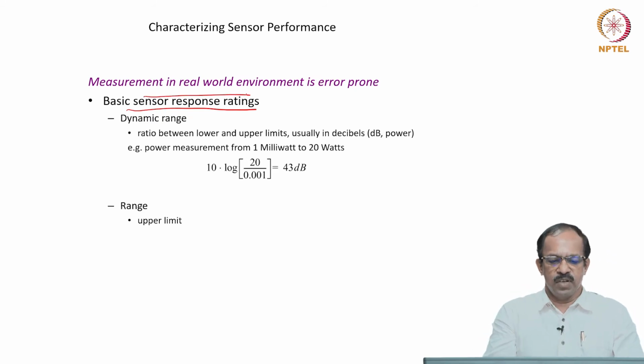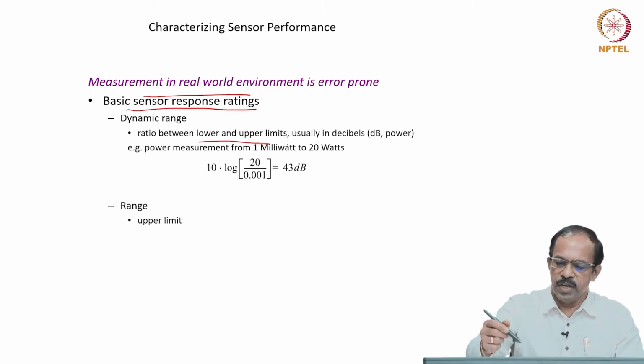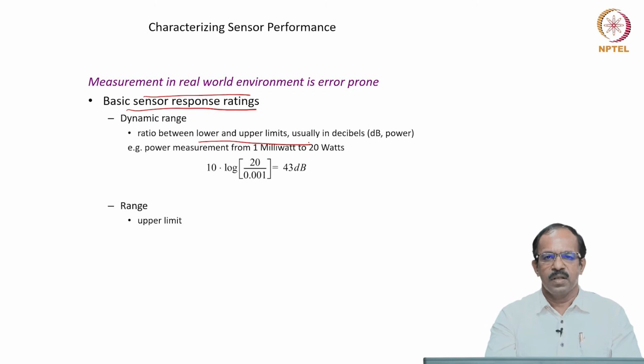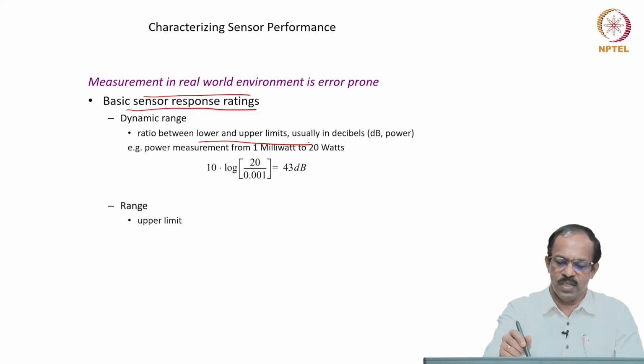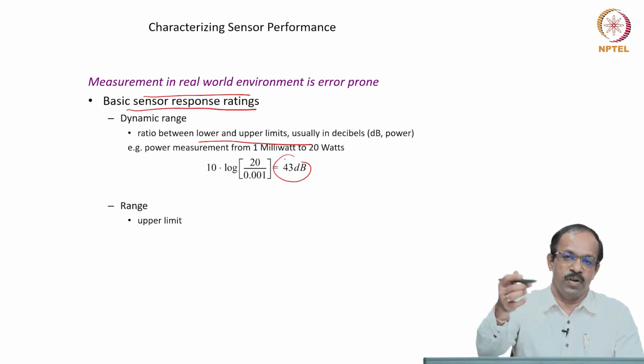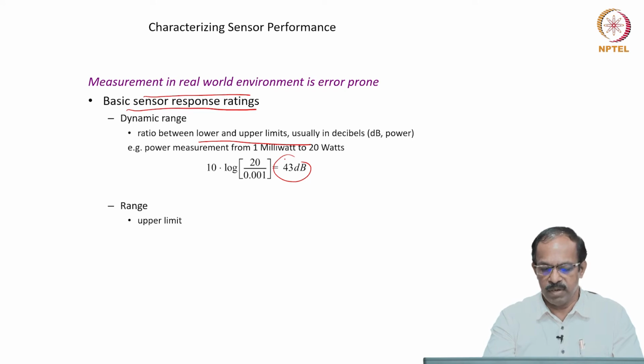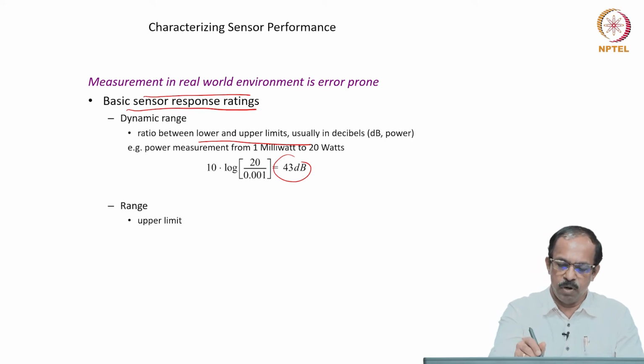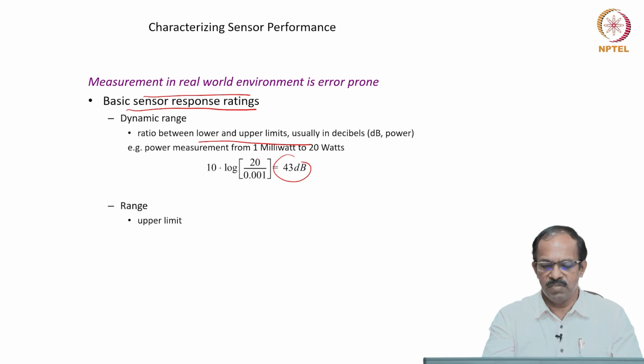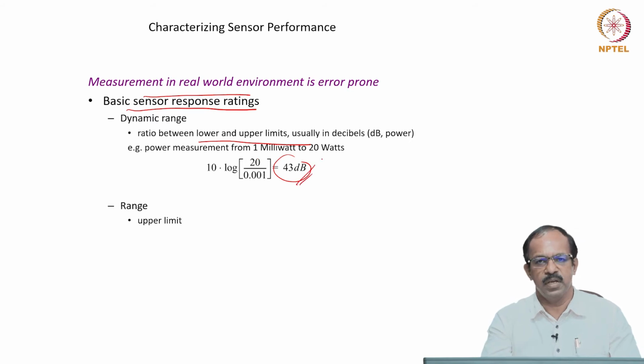The sensor response, one parameter is the dynamic range. So the dynamic range is the ratio between the lower and upper limits, usually in decibels. So that is basically known as the dynamic range of a sensor. So what is the range that the sensor can measure? So that is the range of values between which it can measure. So you can see it is between 0.001 to 20 can be measured, then we call this as a 43 dB range, the dynamic range.